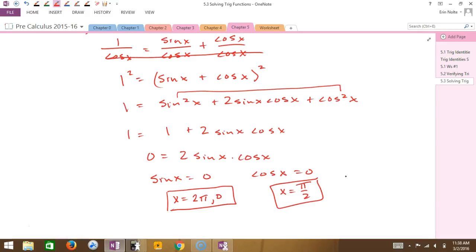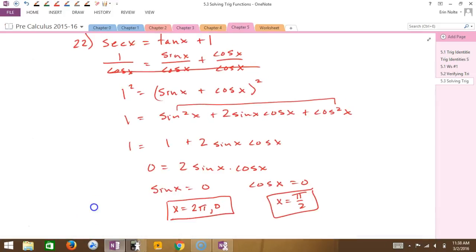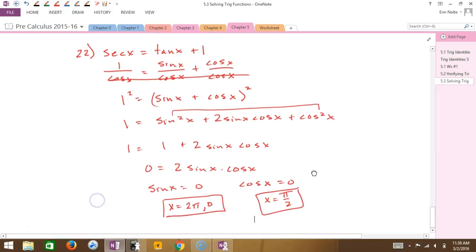This one has an extraneous solution. Do you guys remember what an extraneous solution is? One of our solutions doesn't work. This always happens when you go back and something is in the denominator. So it's like, is there ever a value that makes the denominator 0?